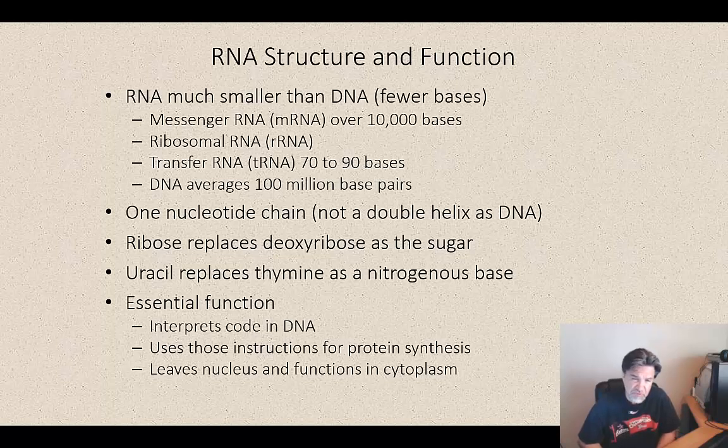So the essential function here for RNA is to take the code mandated in the DNA molecule, and after that DNA molecule is transcribed into the RNA molecule, then the RNA molecule's job is to exit the nucleus, go into the cytoplasm, and interact with the ribosomal and transfer RNAs in order to be translated into a protein. Now, how does it do this?